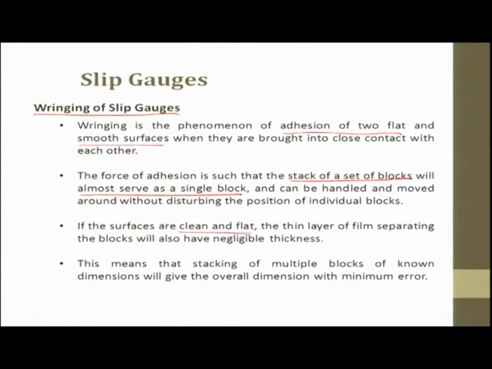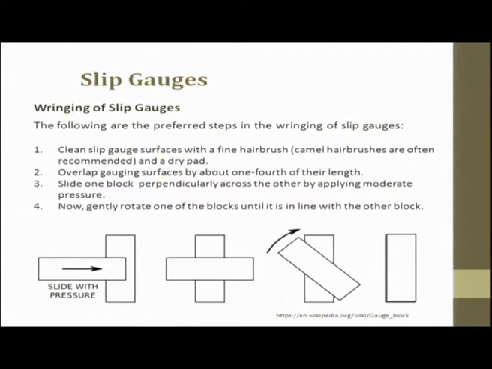If the surfaces are clean and flat, the thin layer of film separating the blocks will also have negligible thickness. This means that stacking of multiple blocks of known dimension will give the overall dimension with minimum error. Because if I want 23.545, getting one block of this is next to impossible. And second thing, if I want to build several of these combinations, then it is like a modular concept which is used in building up the block. And in fact, it is a modular concept which is used way back in inspection itself. So, this is the ringing.